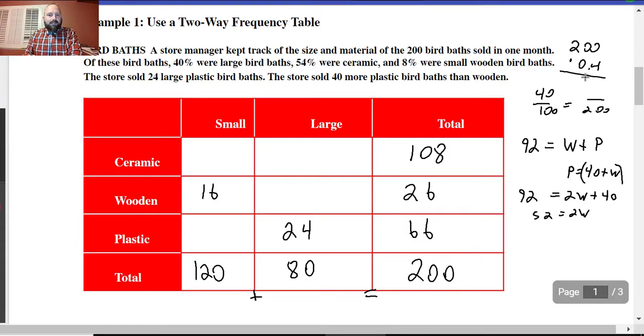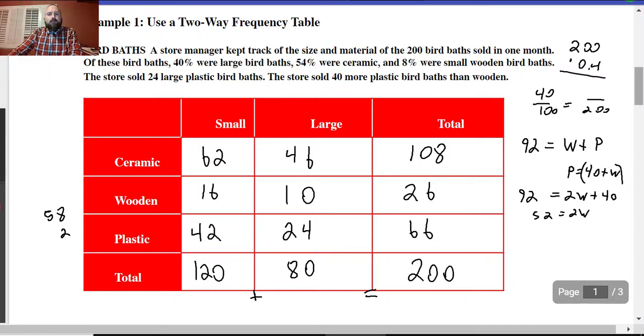Now I know that if this is 24 and that's 66, I could subtract it out and I get 42. Now I have all this, but I have one left. So 16 plus 42 is going to be 58. And how much more to get to 120? Well, 62. All right, now I can fill in these. 62 plus what equals 108? Well, that'd be 46. Now I can either go this way or this way, it doesn't really matter. The answer is going to be 10 for large wooden.